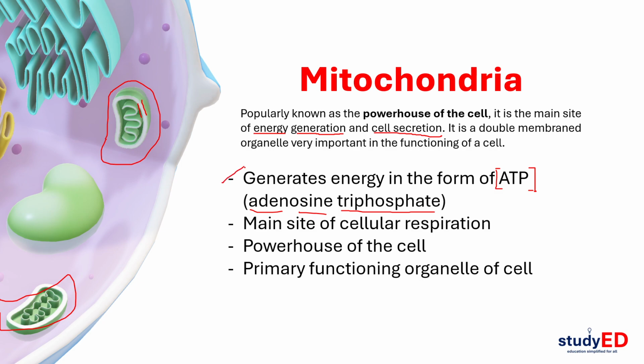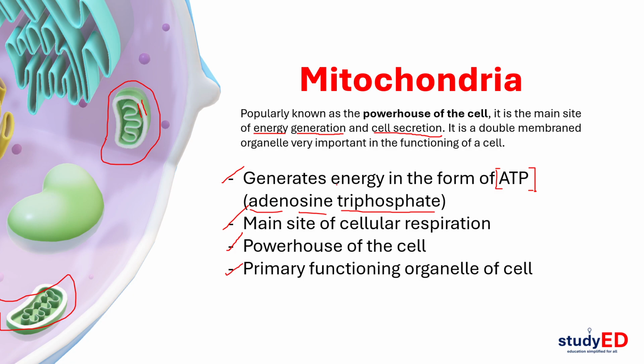Then the main site of cellular respiration. Respiration involves energy obviously, and for the cell to sustain itself it needs to respire. So mitochondria assists in that. Then powerhouse, through its energy generation, it's called the powerhouse and primary functioning organelle of a cell. The functioning of mitochondria is almost essential along with the nucleus, the most essential part of it. And without mitochondria, very shortly cell death is evident.